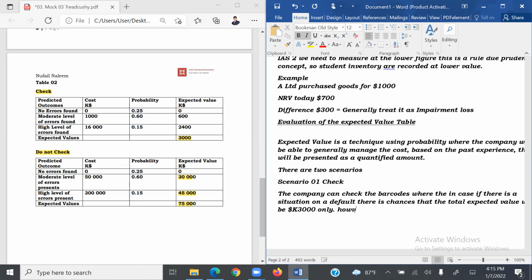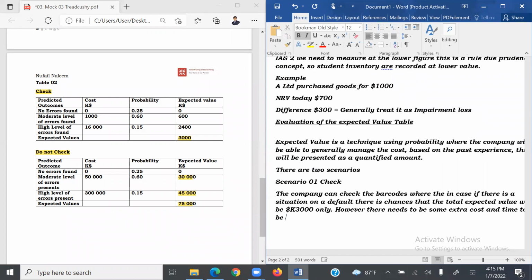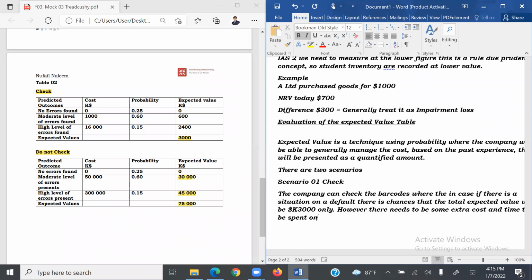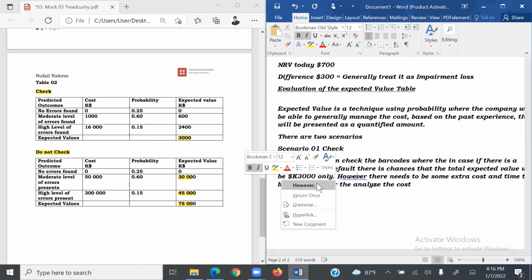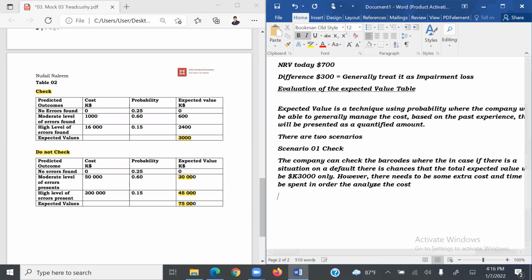However, there needs to be some extra cost and time to be spent in order to analyze the cost. Students, I believe this gives you a better perspective and understanding here. Before moving forward, any questions you have, you can ask me.